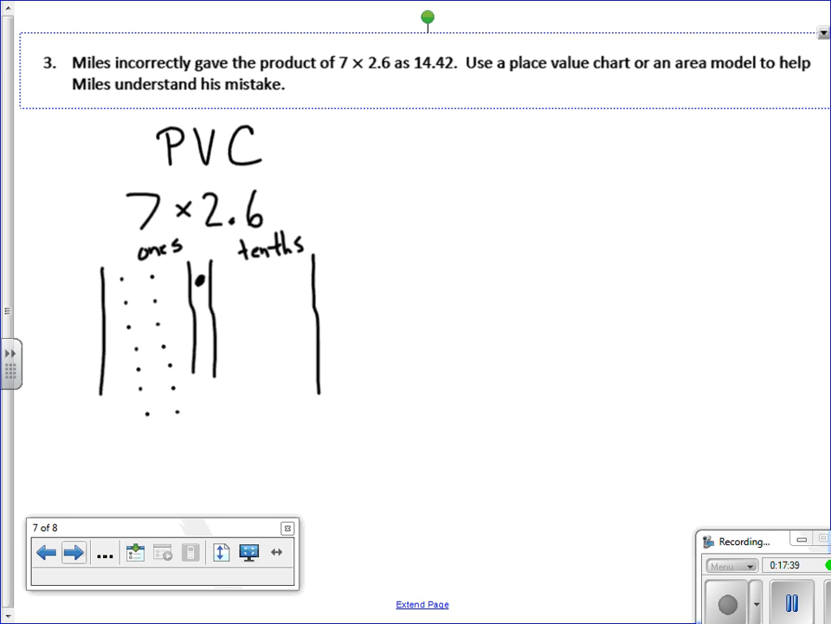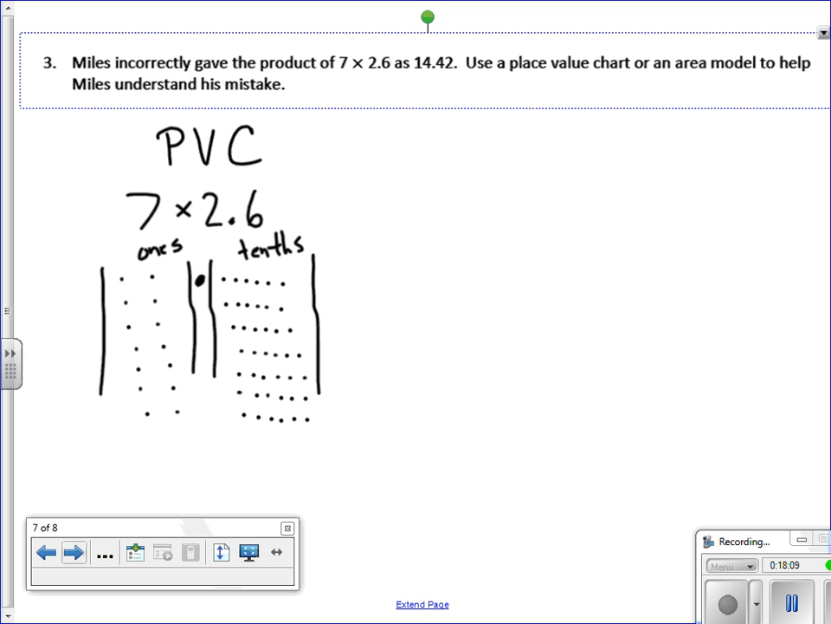Got 7 copies. Next we've got our 6 tenths. We need 7 copies. So 1, 2, 3, 4, 5, 6, and again, until we have 7 groups of 6 tenths. Okay, got our copies. Now we need to make groups of 10.